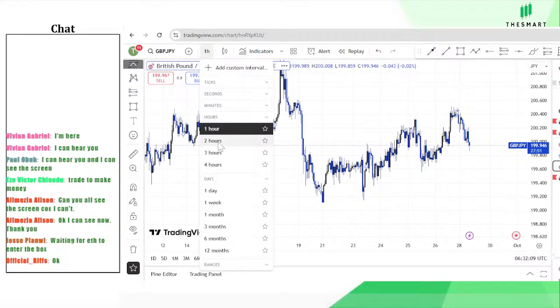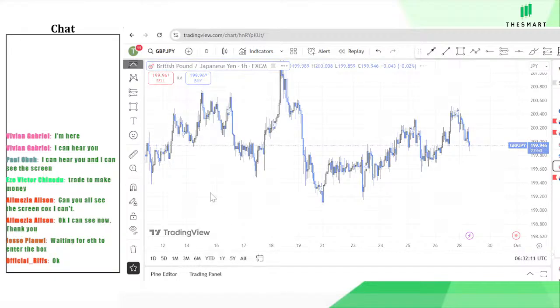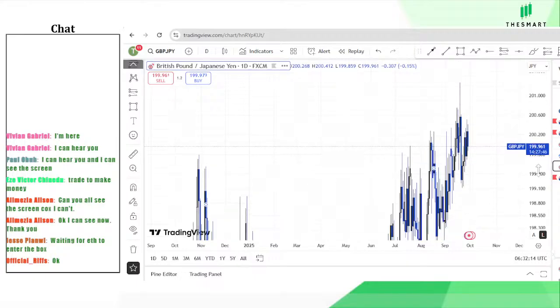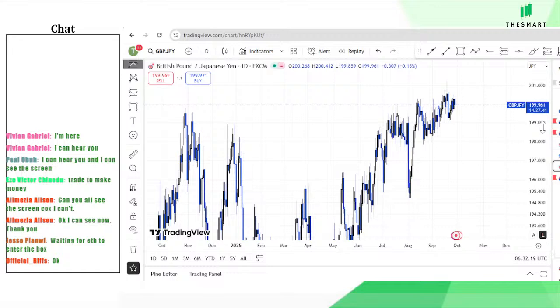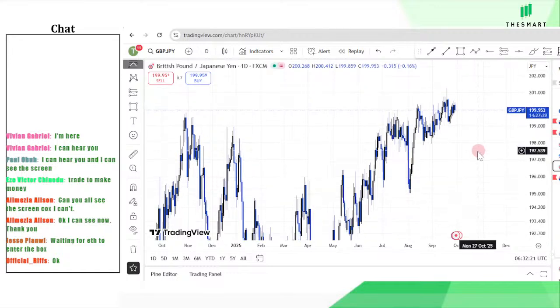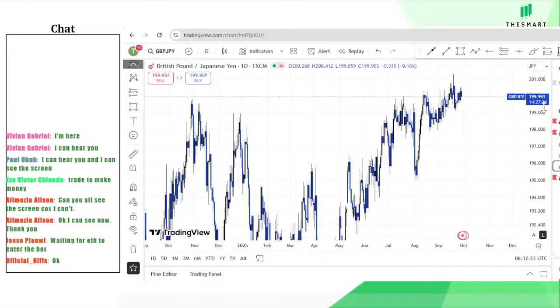So looking at GBP JPY from the daily time frame, are we bullish or bearish? What do you think? Let me know in the comment section. This is the current price action. Are we bullish or bearish? What was your thought on GBP JPY? Let me know your thoughts in the comment section.